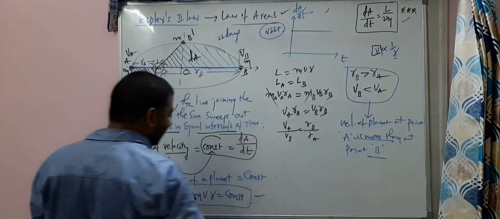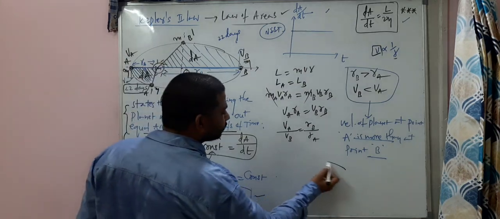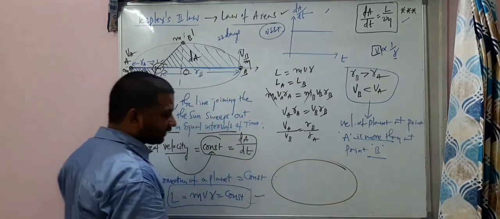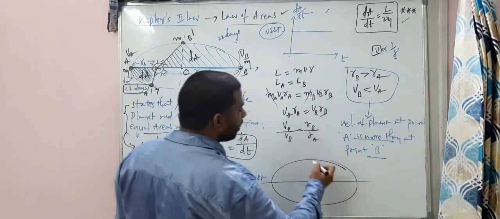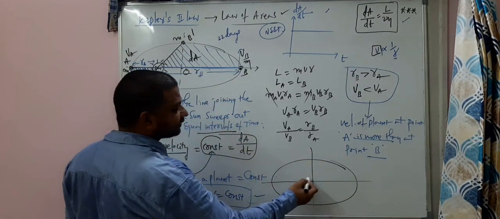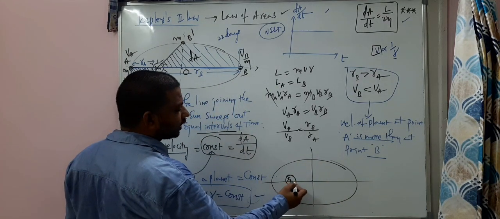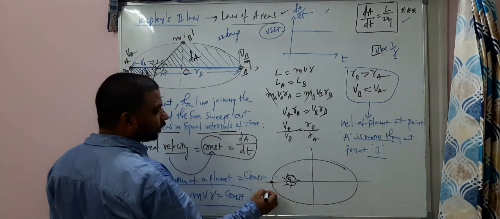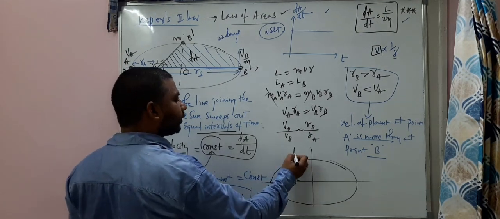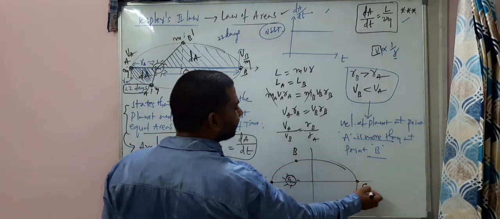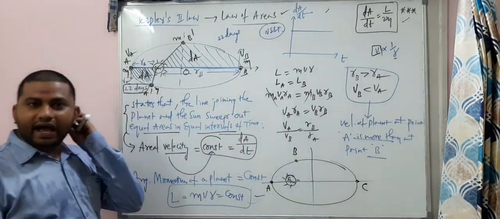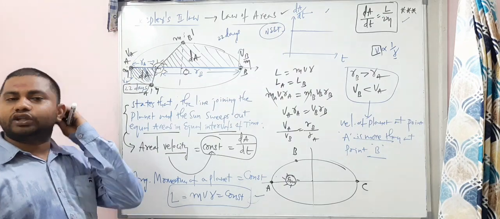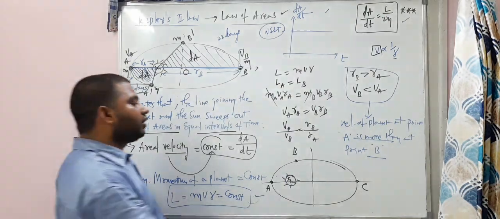Law of areas. And this is the one ellipse we have considered, and this is our major axis and the minor axis, and this is the sun's location. This is the sun's location. So this is the point A, and there is a point B here, and there is a point C here. So they'll ask you to find the relation of the velocities here.